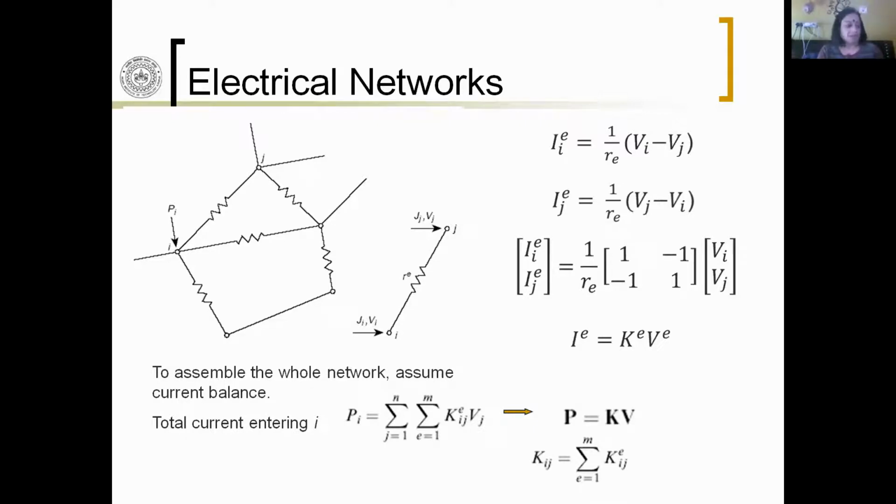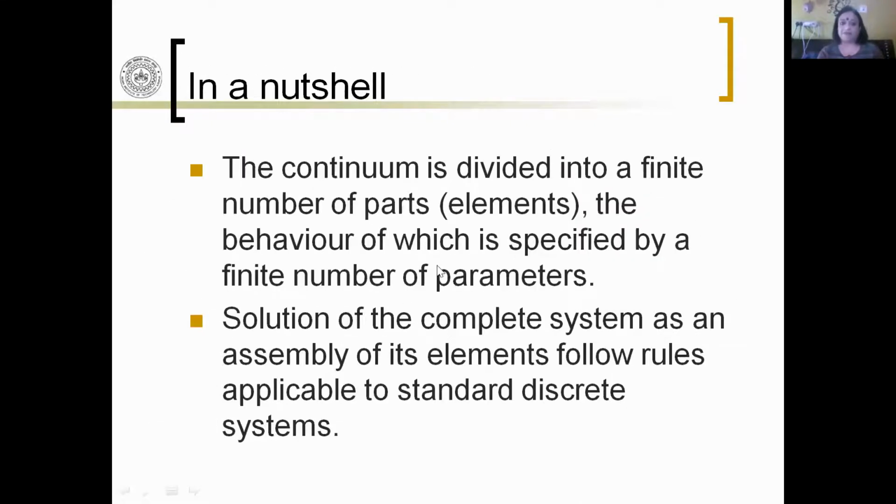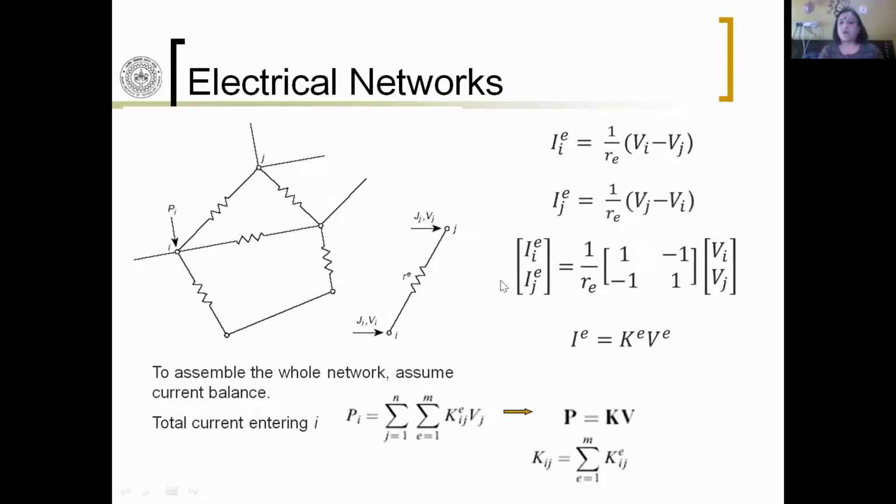I have a large number, 1, 2, 3, 4, 5, 6. I have 6 branches or 5 branches. And what I have done is for every branch, I have set up an equation like this. So I have I1 equal to K1 V1, I2 equal to K2 V2, etc. Now when I have done that, my first part is done. The continuum is divided into a number of elements and the behavior of each element is specified by a finite number of parameters. Now I need to assemble these branches together in such a manner that I can obtain the complete solution. How would I do that? Which rule would I use? Don't look at this slide.